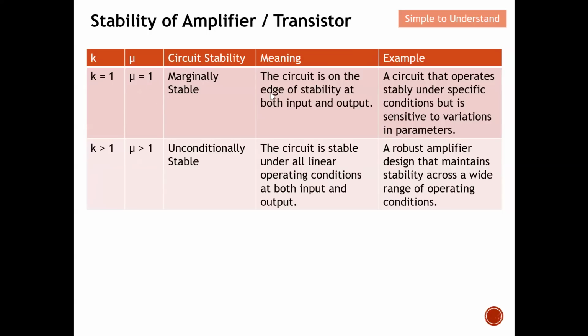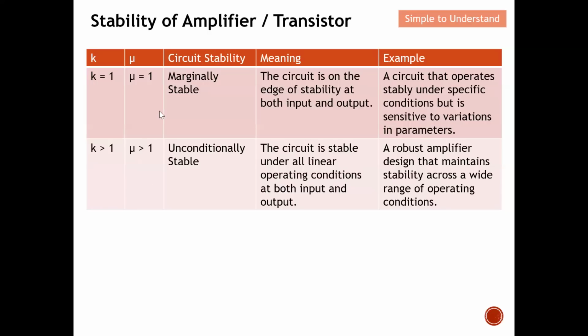The circuit is on the edge of stability at both the input and output, which means that any deviation may cause the amplifier or transistor to become unstable. I will not say that this is undesired, but this is something we definitely want to avoid, because most circuits have some variance, and if the variance falls on the wrong side, then we may not have a stable circuit. A circuit that operates stably under specific conditions but is very sensitive to variation in parameters. This is what I mentioned earlier.